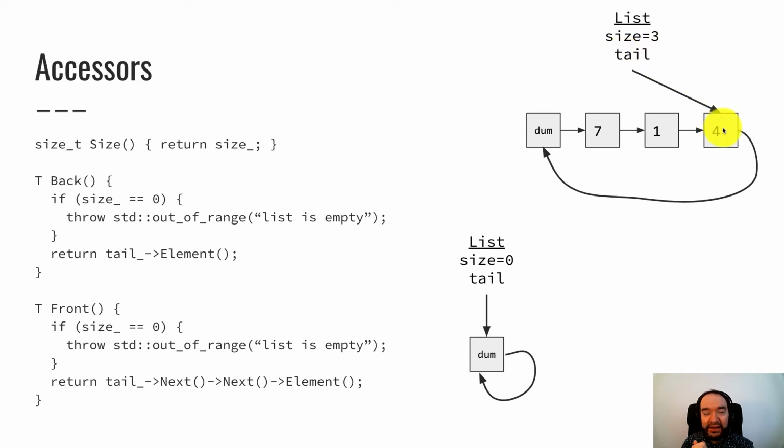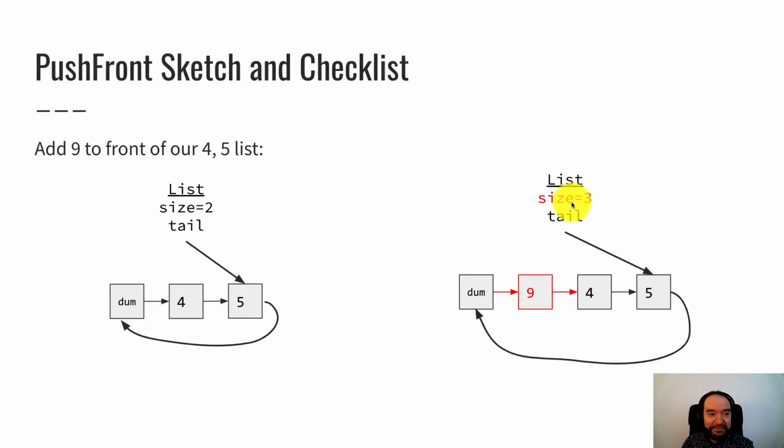That gets us to the last node. The next of the last node is the dummy node always. That's an invariant on the list. And the next of the dummy node is the front node always. That's another invariant on the list. So the code ends up being tail, arrow, next, arrow, next, arrow, element. A little bit of a mouthful, but it's how it needs to work.